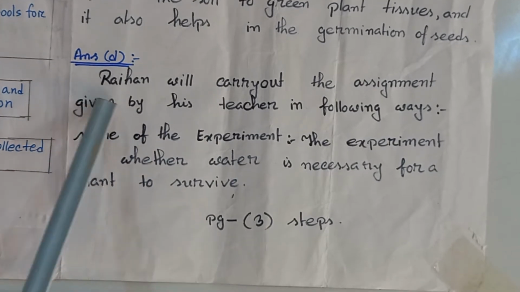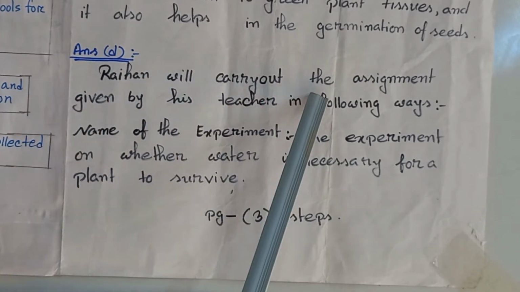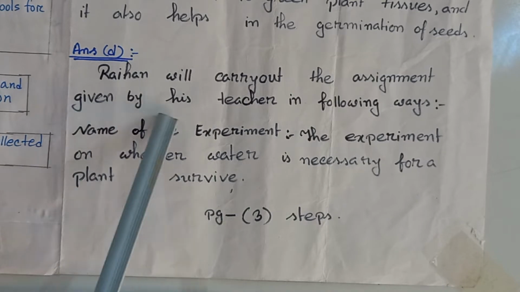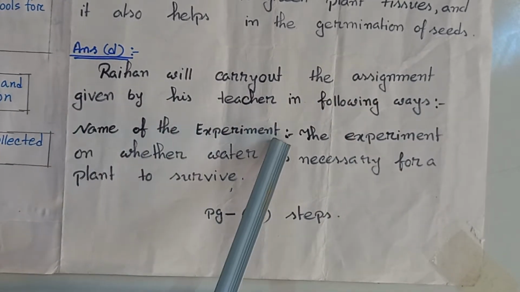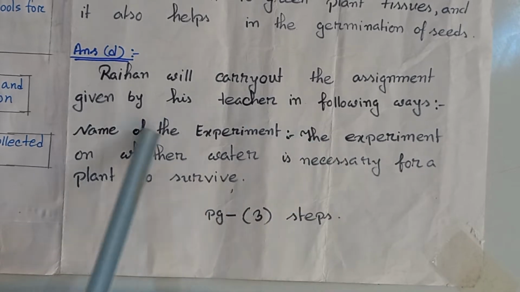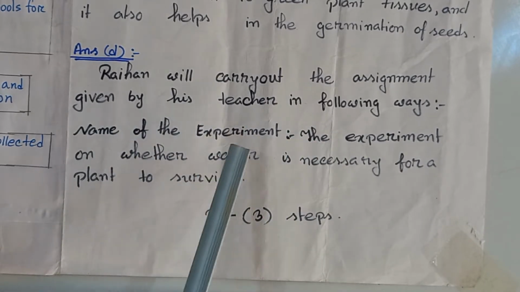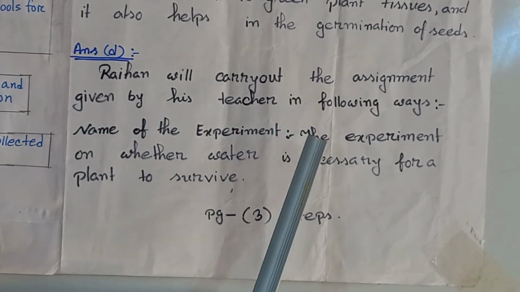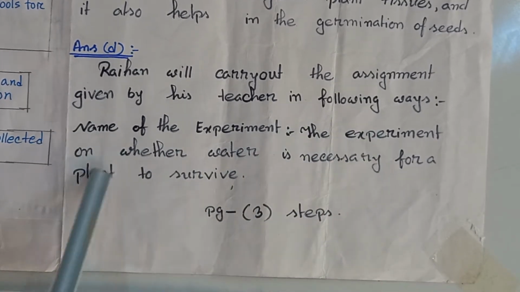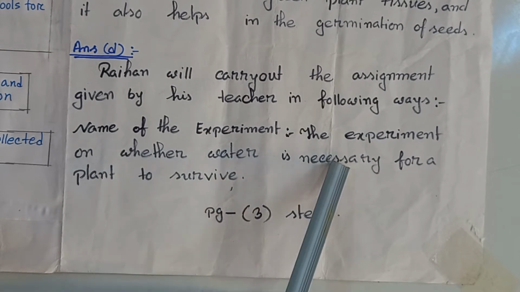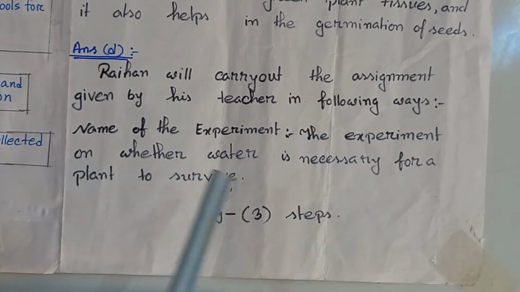Now for D number answer. Here is, Raihan will carry out the assignment given by his teacher in the following ways. Name of the experiment. At first you have to write down the name of the experiment, and the name of the experiment here is the experiment on whether water is necessary for a plant to survive.